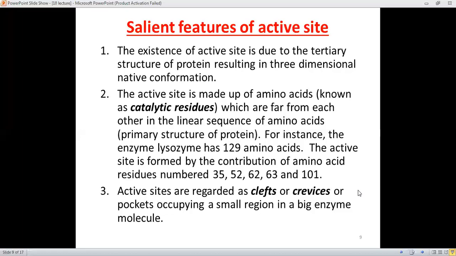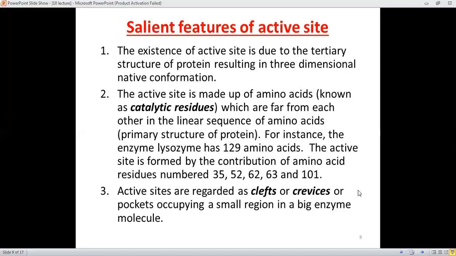It means that if we talk about the primary structure of the protein, they may be present away from each other. Many other amino acids may be present in between them, and they may not take part in the catalytic activity of the enzyme.